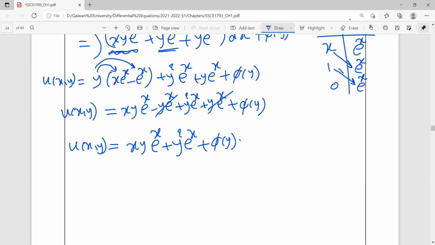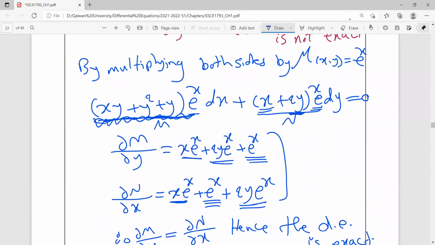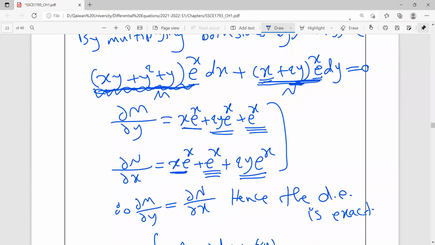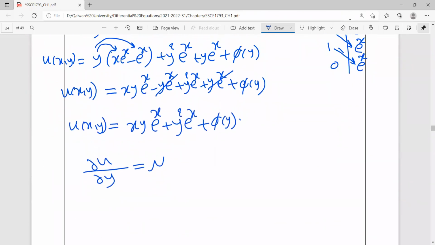And now we are going to take the derivative of this function with respect to y and equate this to N. It's the same steps as we did before in the previous example. Here we have partial u by partial y equals N. What's N? We are going to use this N, not the above one, because the above one is not exact. You have x plus 2y times e^x.